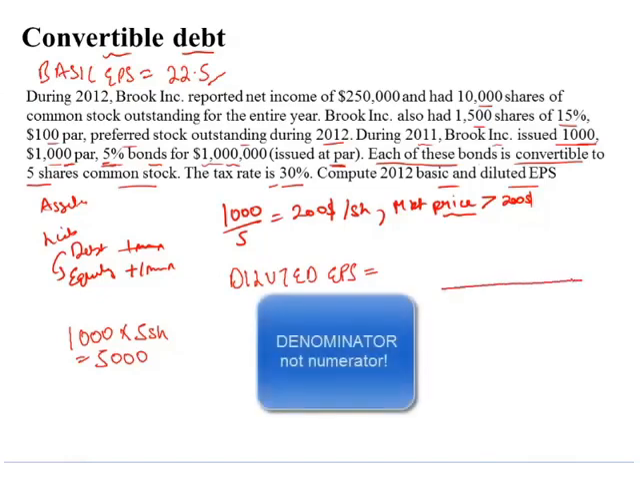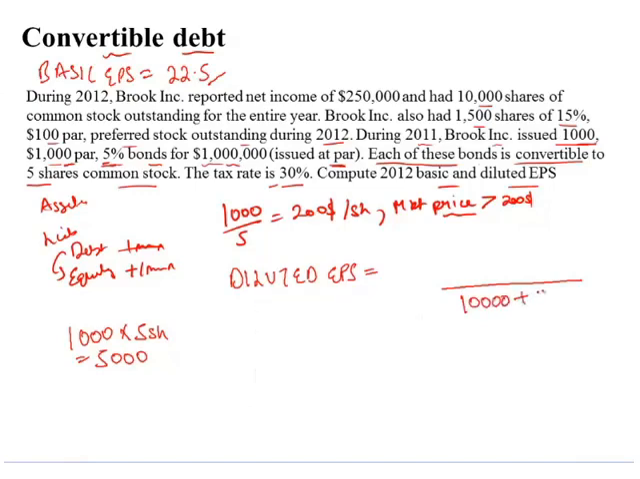So the denominator in the calculation will go up from 10,000 to 15,000. That is the addition of these 5,000 shares. However, what will happen to the numerator? The net income is given to be $250,000 and a preferred dividend of $22,500. Anything else that needs to be added or subtracted?